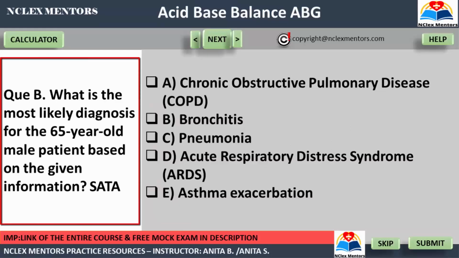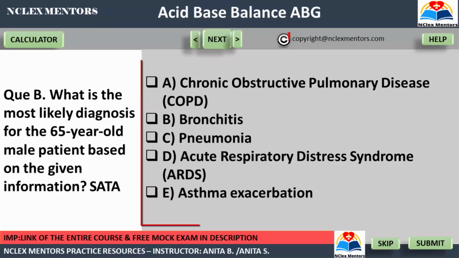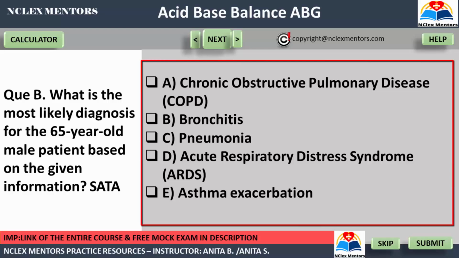What is the most likely diagnosis for the 65-year-old male patient based on the given information? The options for this question given on the screen are: Option A, chronic obstructive pulmonary disease. Option B, bronchitis. Option C, pneumonia. Option D, acute respiratory distress syndrome. Option E, asthma exacerbation. I will give you some time to go through the question and the options. You can see the timer running on the upper right-hand corner of the screen, but if you need more time, you can pause the video as well.